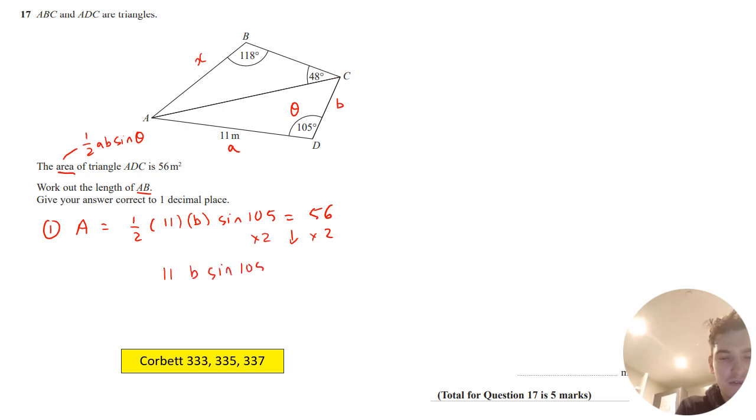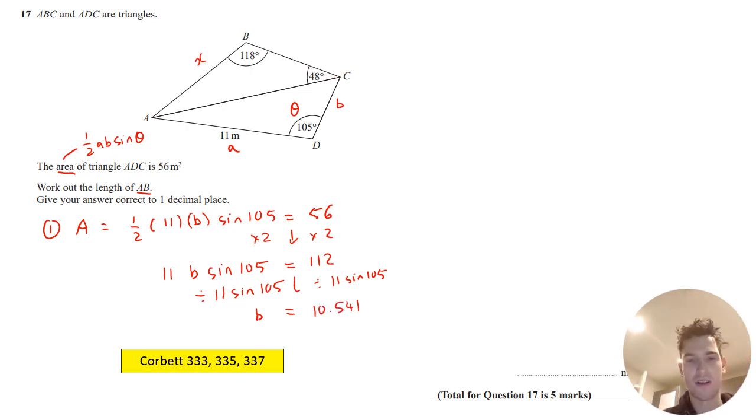11b sine 105 equals 112. And now to get b, I need to divide by the coefficient of b. So divide by 11 sine 105. Pop that into your calculator, and you get 10.541. We're not going to round it too early. Okay, that's step 1. I've worked out what b is. B is equal to 10.541.